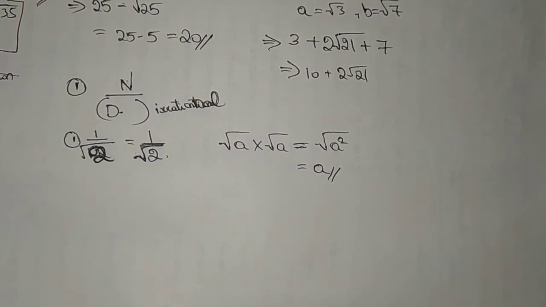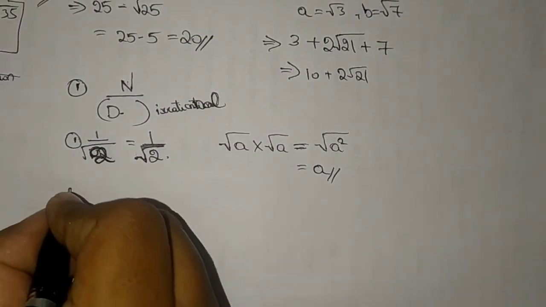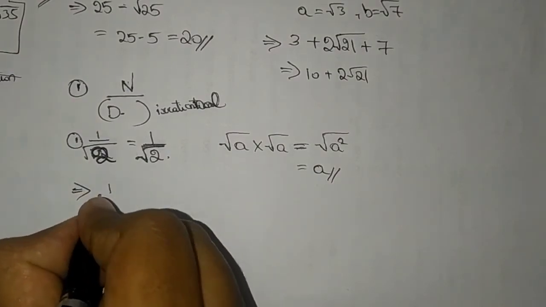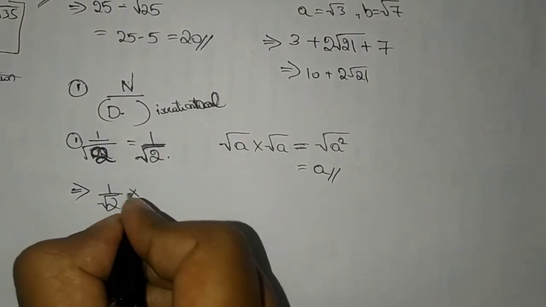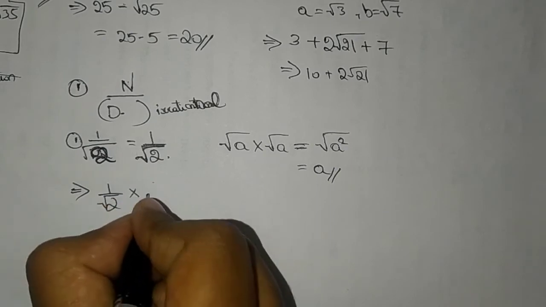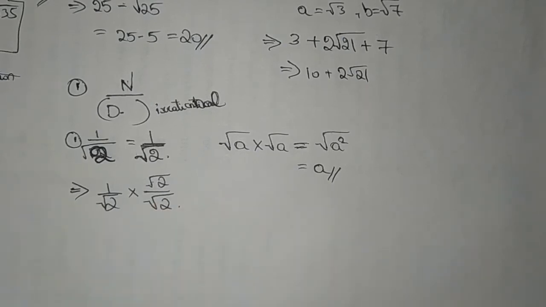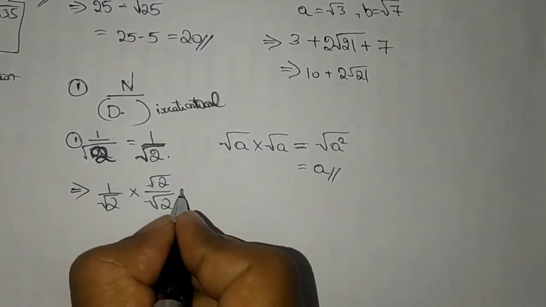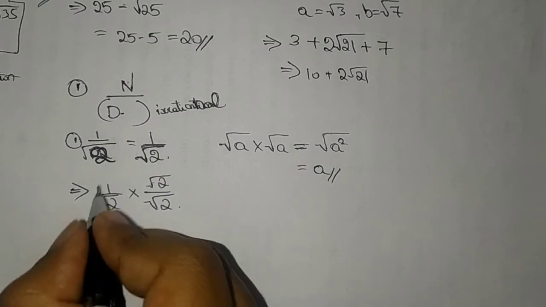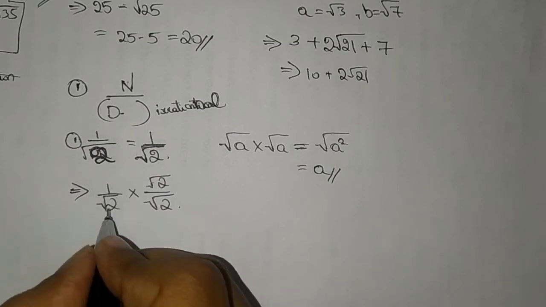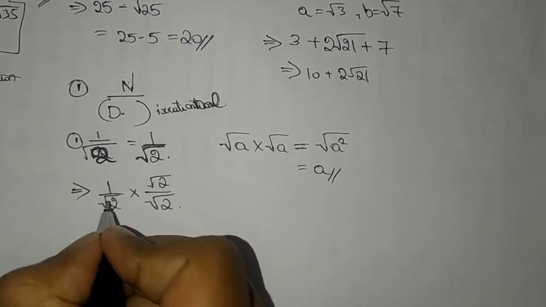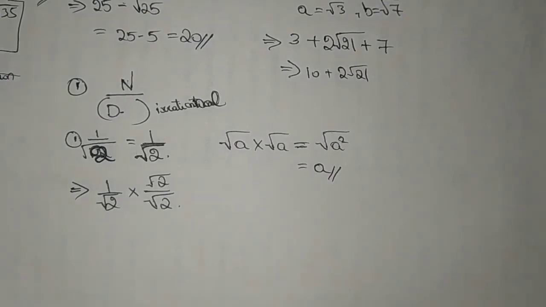How is that done? Multiply both numerator and denominator. That is 1 by root 2. Multiply both numerator and denominator with root 2. Why can we do this? Even if we cancel this, the remaining is 1, and 1 multiplied by this number gives you the same 1 by root 2. So that's the reason why you can multiply any number and also divide by the same number.